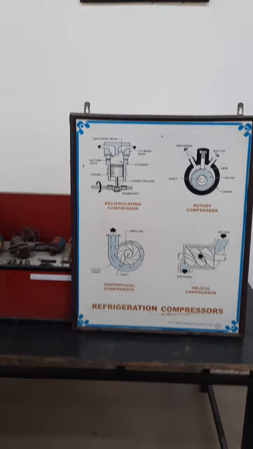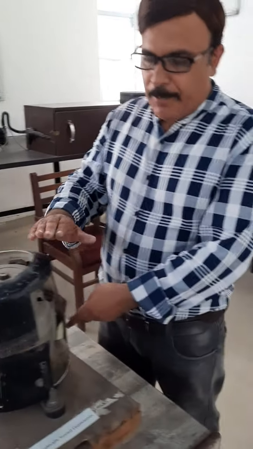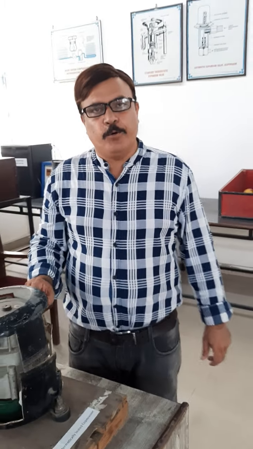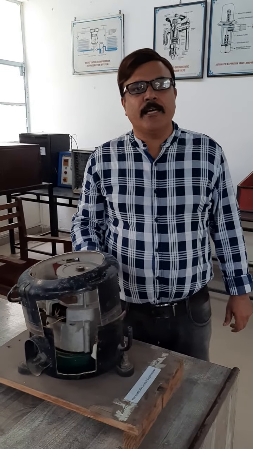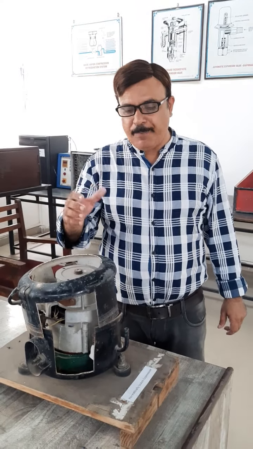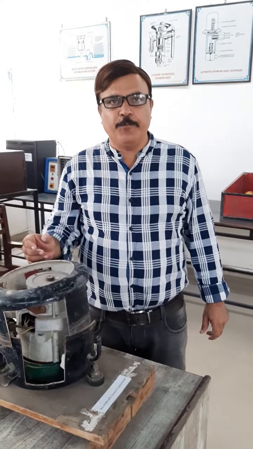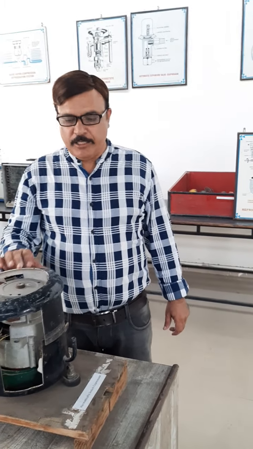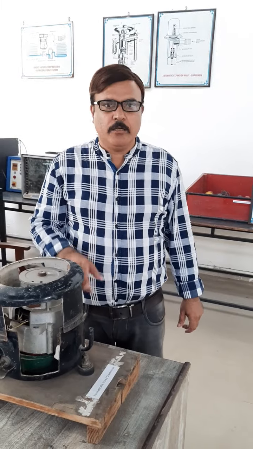In the case of the semi-hermetically sealed type compressor, both the upper and lower parts are connected with the help of nuts and bolts. We can easily remove both the upper and lower parts when we need to repair the motor or compressor.